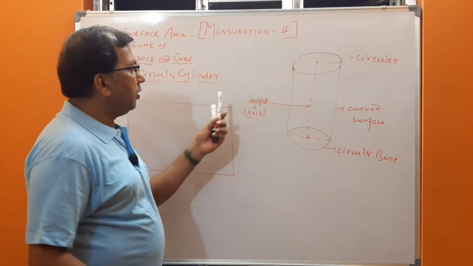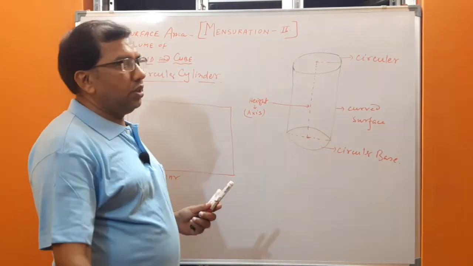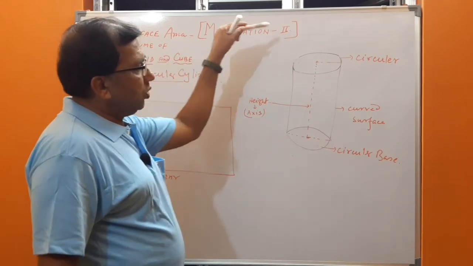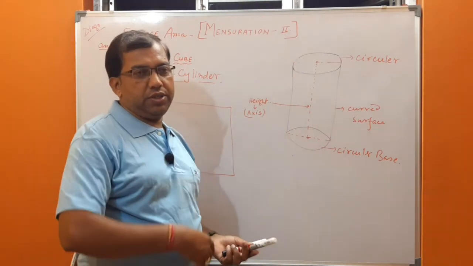What I discussed earlier was the cuboid and cube. In the case of cuboid and cube, one more thing you have to remember: you have to find out the diagonals of the cubical structure.